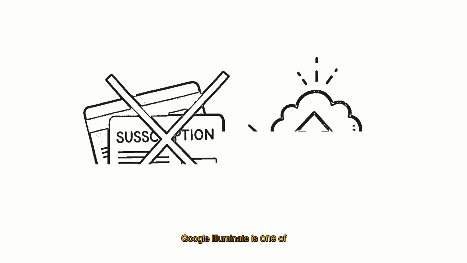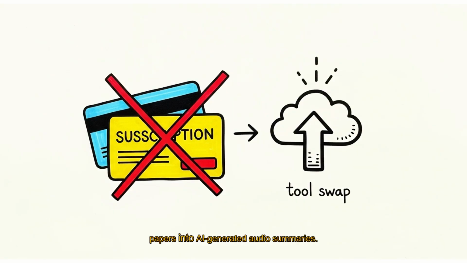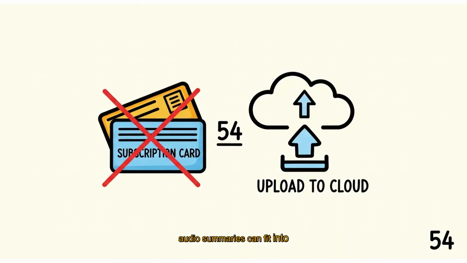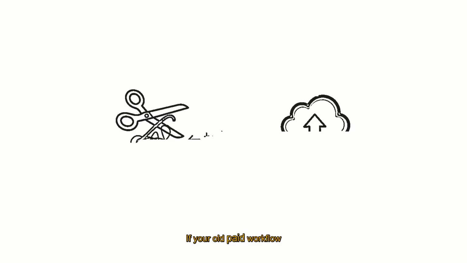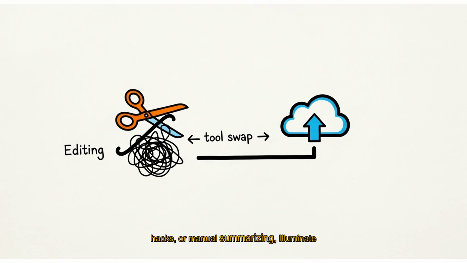Google Illuminate is one of those lesser-known tools that can save time by turning research papers into AI-generated audio summaries. That single feature matters more than it sounds, because long PDFs often die unread, while audio summaries can fit into a 20-minute walk. If your old paid workflow used separate reading tools, text-to-audio hacks, or manual summarizing, Illuminate can remove several small steps at once.